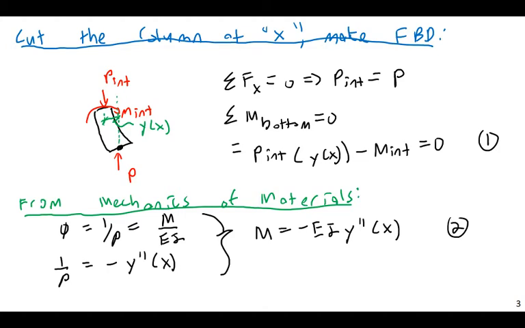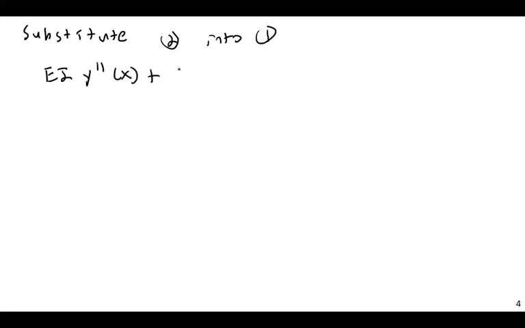Okay. So questions so far? I'm just gathering a few things up from statics and mechanics of materials. Next, I want to substitute 2 into 1. And I will get that EI times y double prime of x plus P times y of x is equal to 0. So I have a nice, lovely differential equation here.